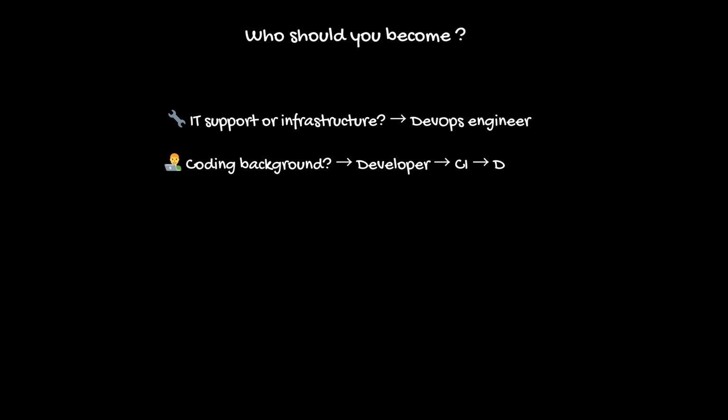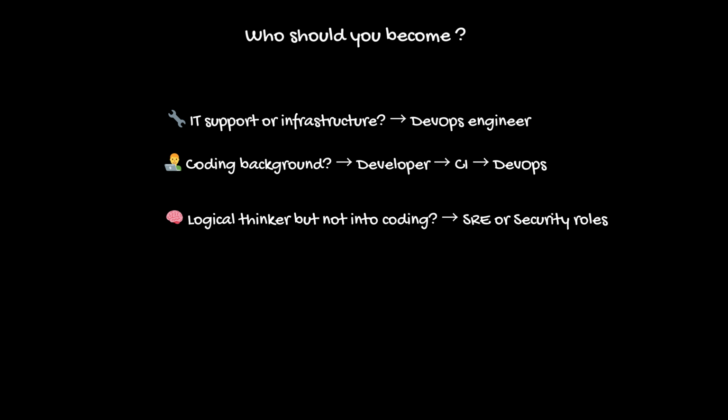And now many of you might ask, which role is best for me? Here is a quick cheat sheet based on your background. If you're coming from IT support or infrastructure, start with DevOps engineer. If you're from a coding background, try as a developer and CI and DevOps. If you're a logical thinker but not into coding, you can explore SRE or security roles. And if you love to monitor alerts and dashboards, again, SRE or observability.